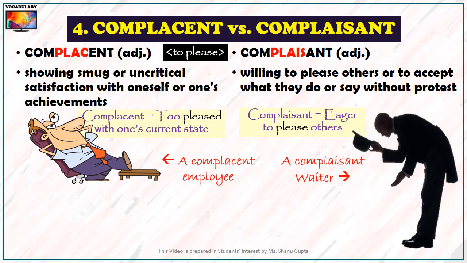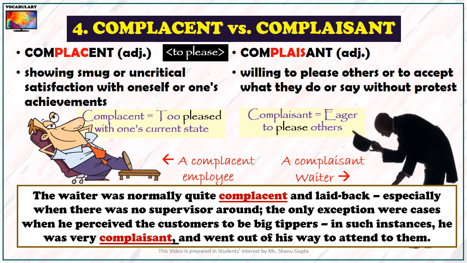A sentence that brings out this difference in meanings is, the waiter was normally quite complacent and laid back, especially when there was no supervisor around. The only exception were cases when he perceived the customers to be big tippers. In such instances, he was very complaisant, which means too eager to please them, and went out of his way to attend to them.